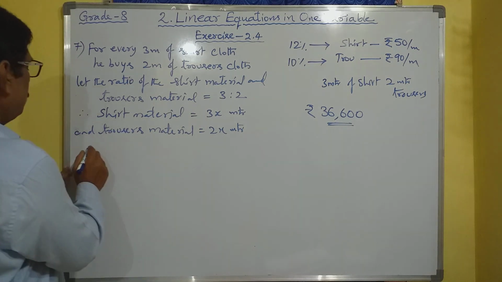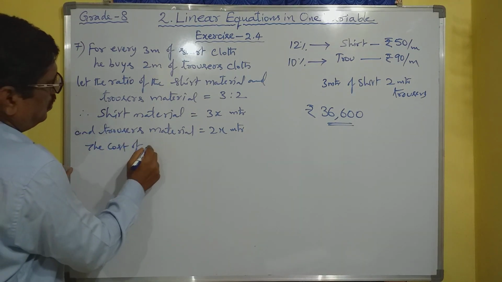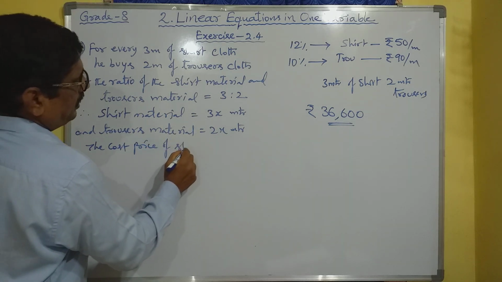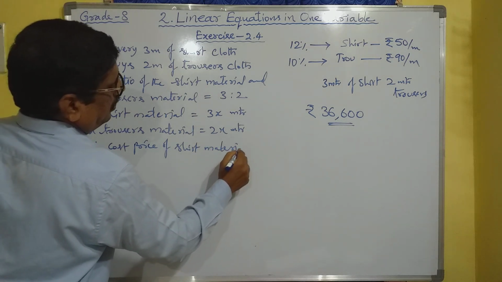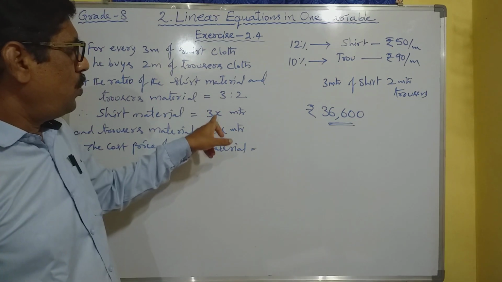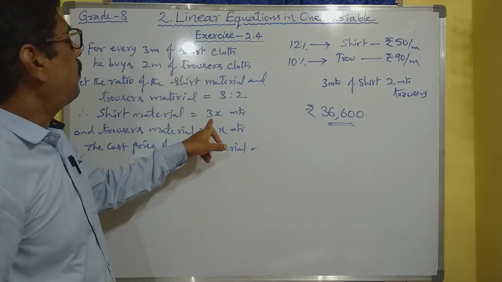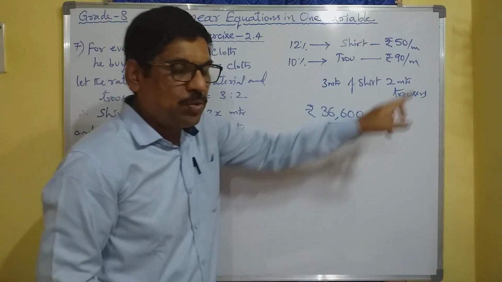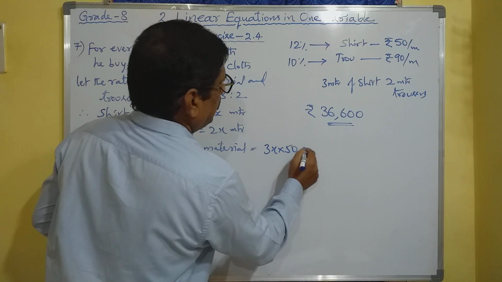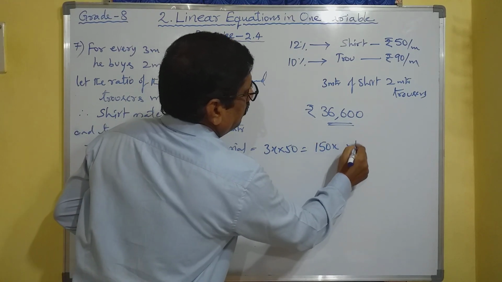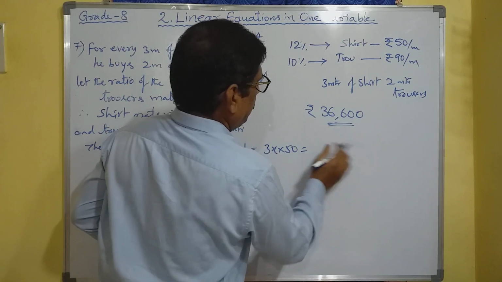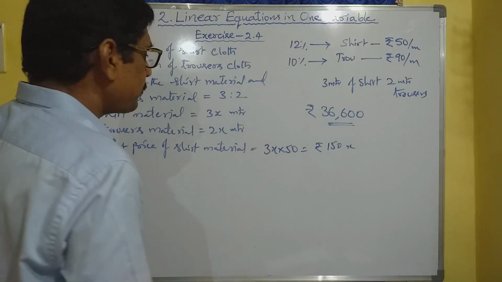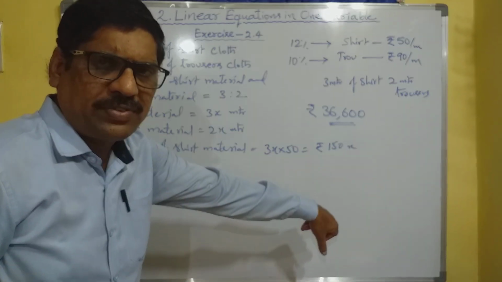Therefore, the cost price of shirt material is equal to, actually here he is buying 3x meters of cloth and each meter is 50 rupees. Therefore 3x into 50 is equal to 150x rupees. So this is the cost price of the shirt cloth.